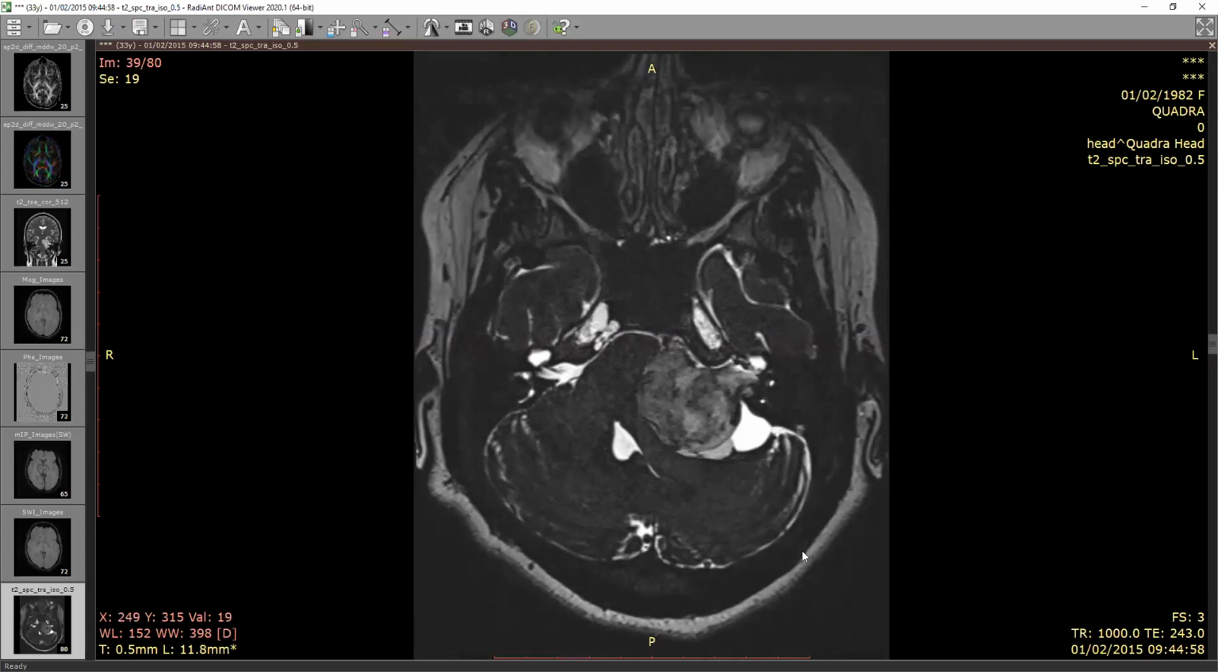So the first thing that you need to know is what is the sequence of the image. You can see from the annotation that it's a T2. Forget the SPC, that's another modification of the protocol of the sequence. But you can see that it's a T2 weighted image, a normal T2 weighted image, evident from the fact that the CSF in the ventricle and in the cerebellopontine angle is hyperintense.